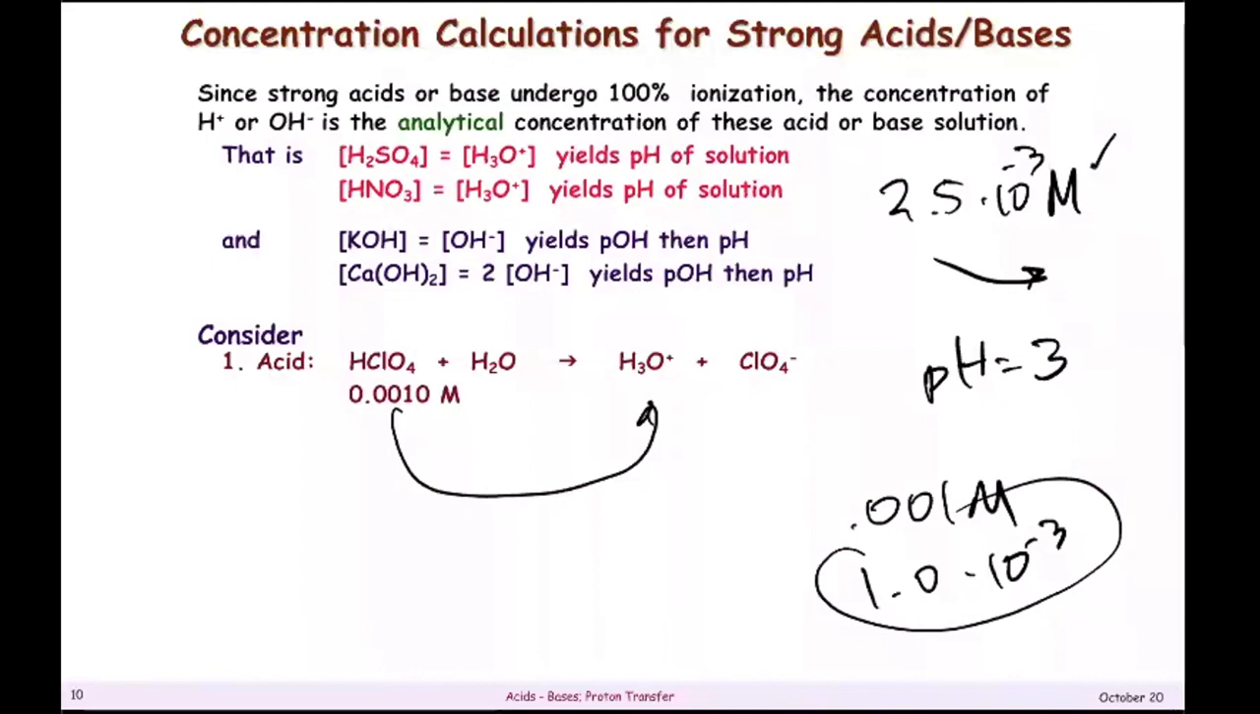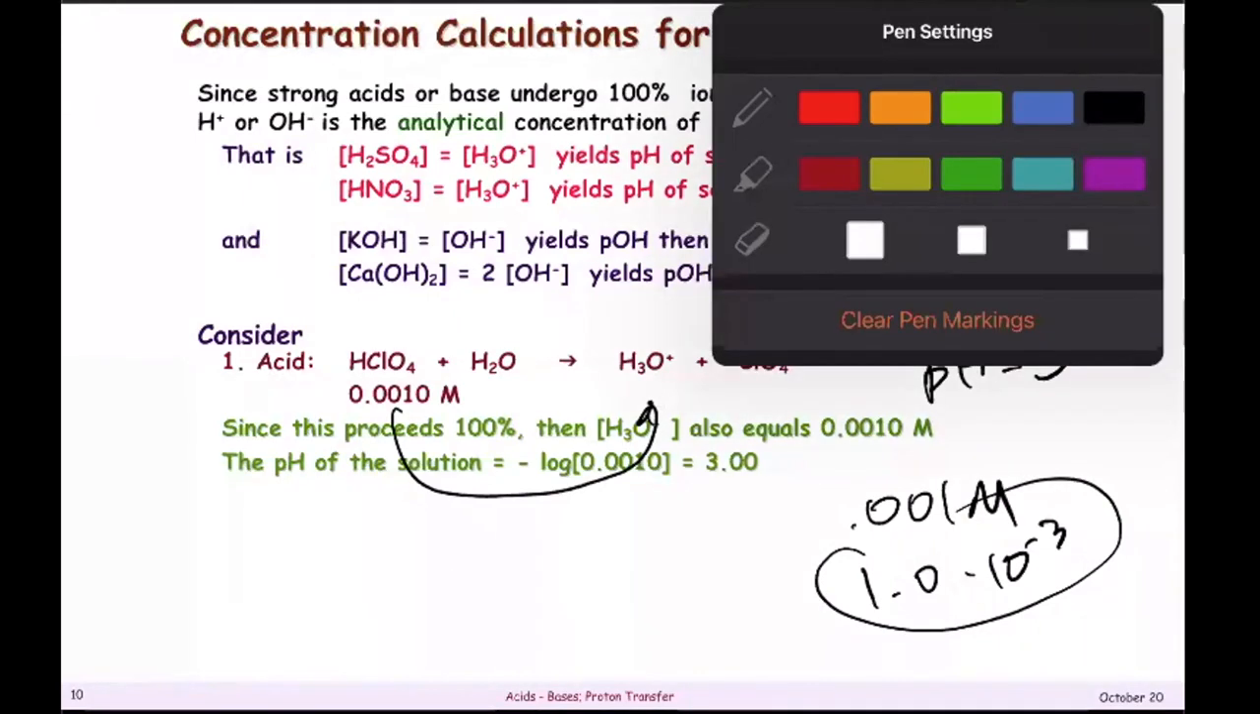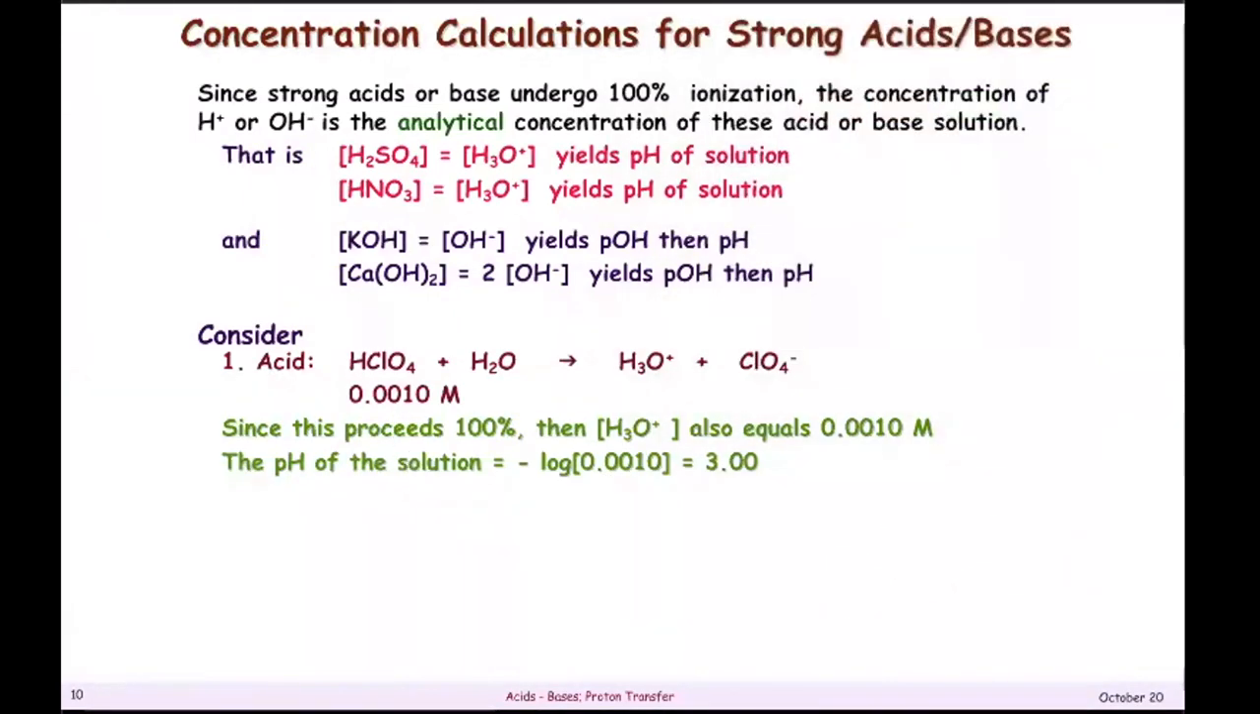That's why you need to commit to memory the 7 strong acids, because you don't need an equilibrium constant. It's stuff that you already learned in general chemistry. Okay. So here's the solution. And you can see it's got a pH of 3.